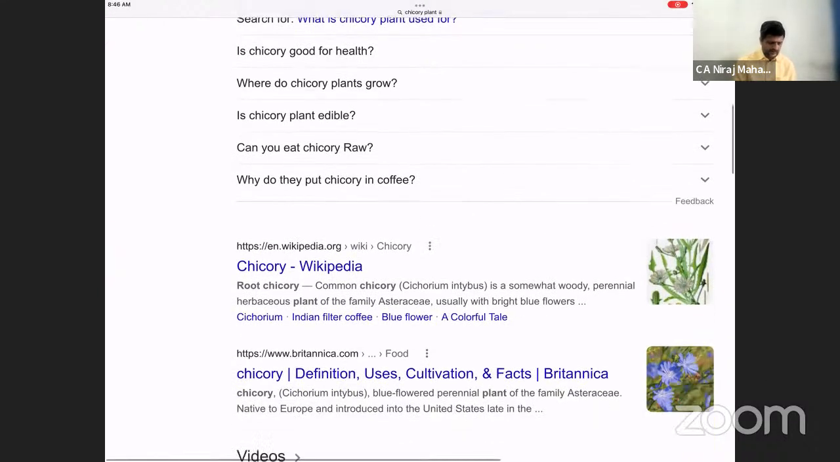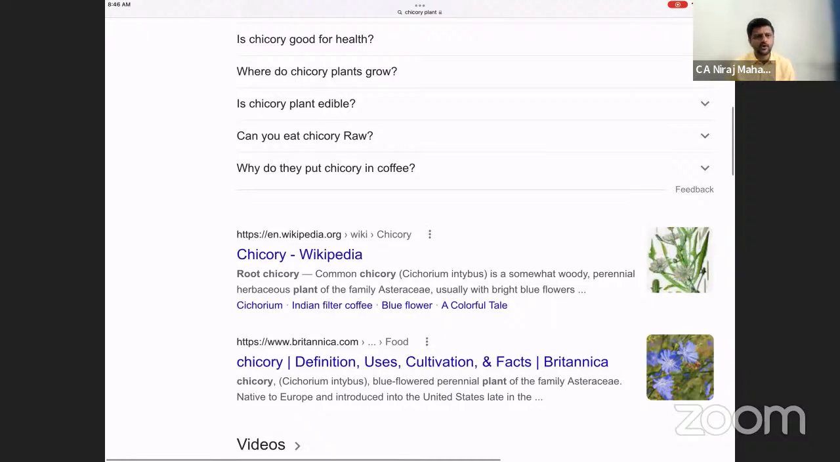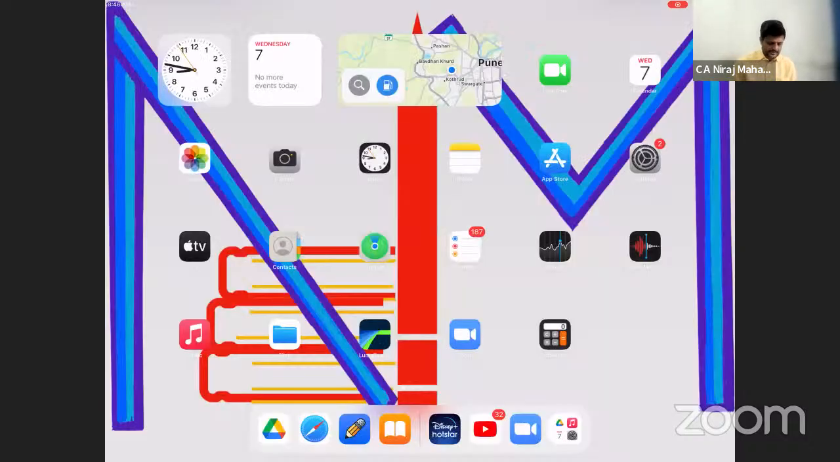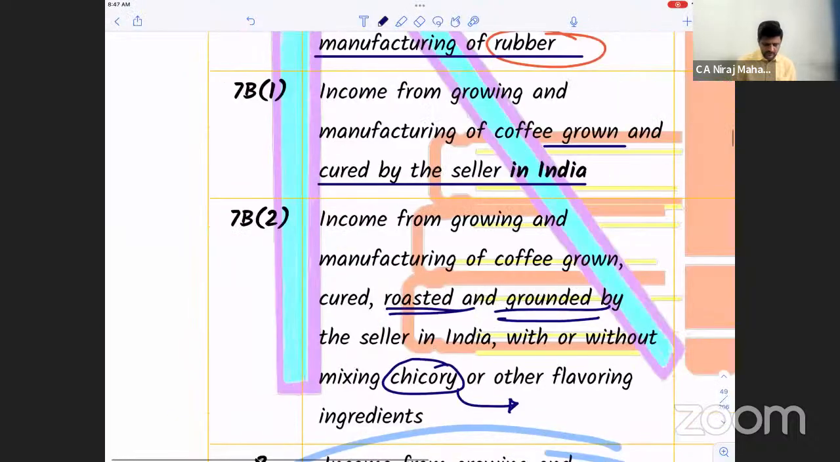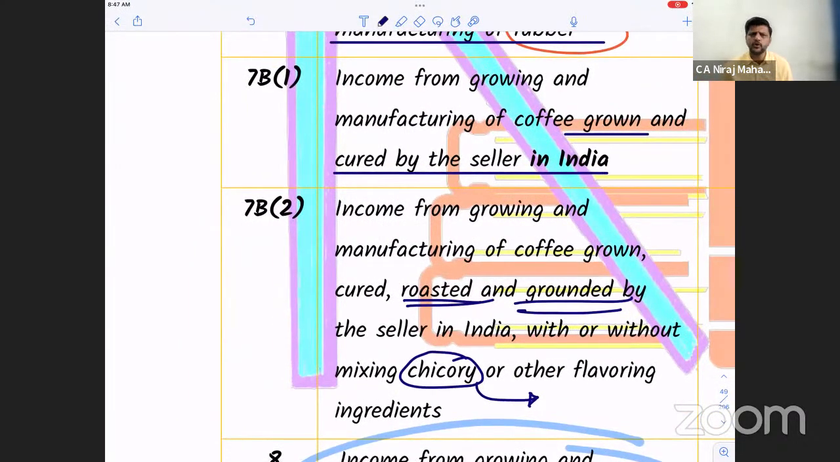Anyways, now let me ask you a simple question. You have seen two types of coffee now. 7B1 coffee and 7B2 coffee. Correct, everybody? 7B1 means what? Grown and cured. That's it. And directly sold. And 7B2, grown, cured, roasted, ground. Use common sense: where is the processing happening more? 7B1 or 7B2? 7B2. So more processing is happening now.